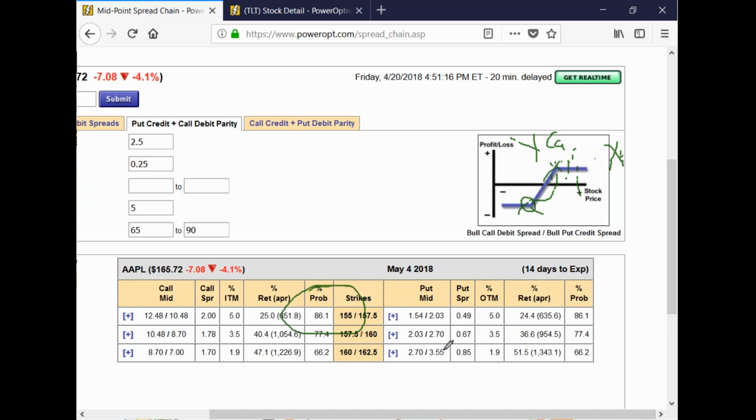Remember, you always pay an extra commission as opposed to the bull put credit spread if things work out the best, because the two puts just expire worthless. You don't have to do anything. In the call debit spread, you have to pay the premium.